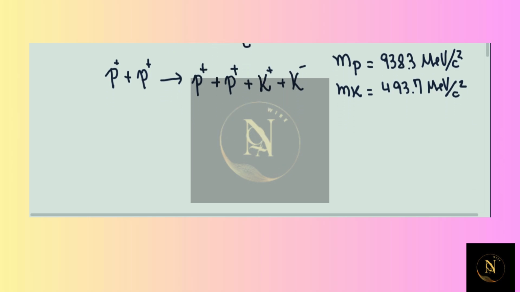So what we need to find in question A is the minimum kinetic energy of the moving proton. Remember that one of them is moving, the other one is at rest. We need to find the minimum kinetic energy of the moving proton such that this reaction can occur. Notice that there are two conservation laws that we have to apply here. The first one is the conservation of energy, so the initial energy must be equal to the final energy, and the second is the conservation of momentum.